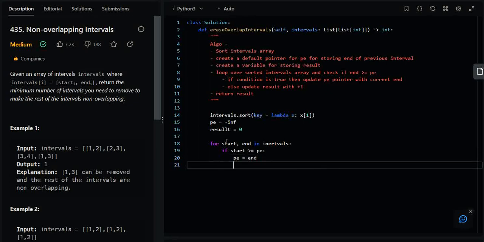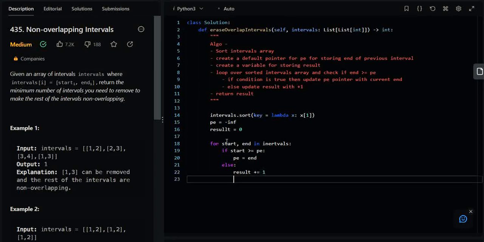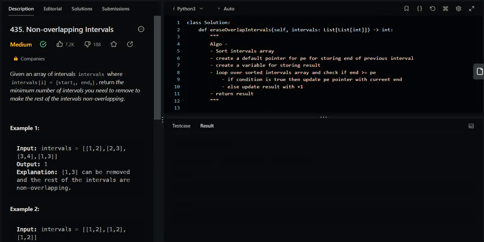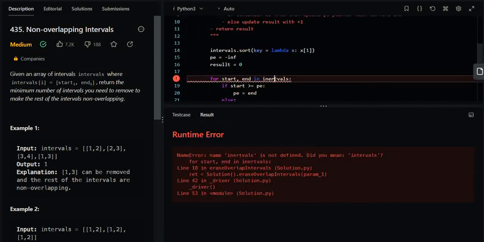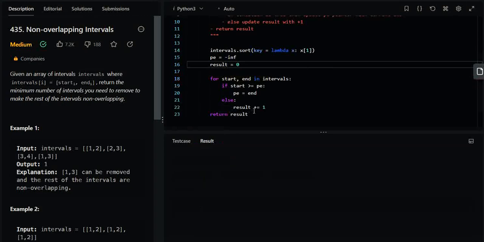update our previous ending, and if this is not the case, then update my result, because this means that we hadn't included that in, so that's why we will be increasing our result. And after getting out of this loop, simply return result. That's all. This is the whole function. Let's try to run this whole function. I again did a typo. Let's try to submit this.